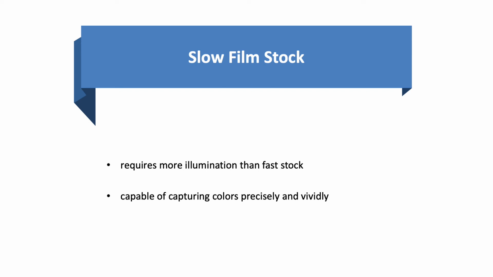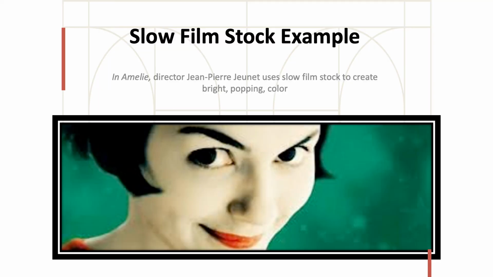Slow film stock requires more illumination than fast film stock. Slow film stock is capable of capturing colors precisely and vividly. In Amélie, director Jean-Pierre Jeunet uses slow film stock to create bright, popping color.